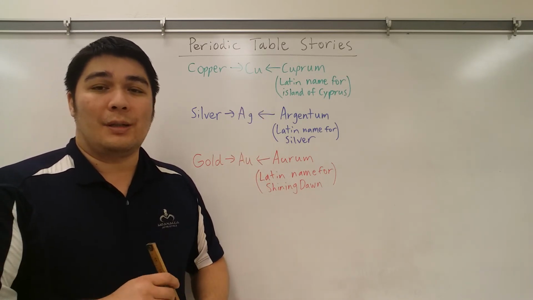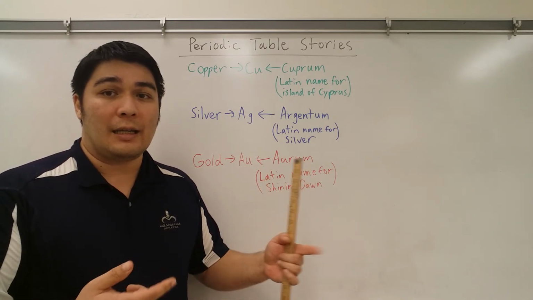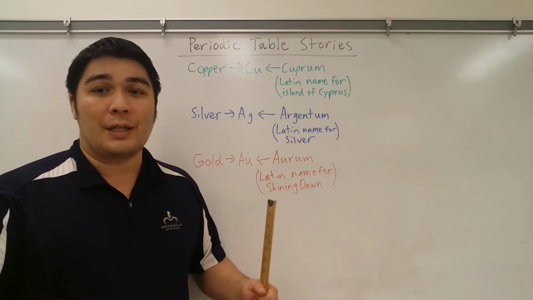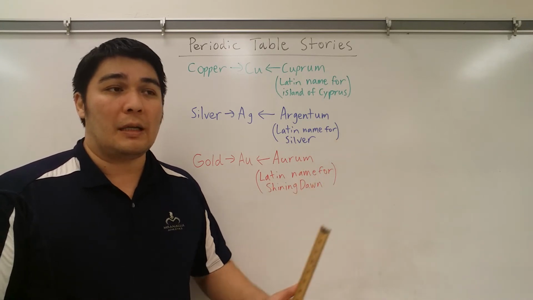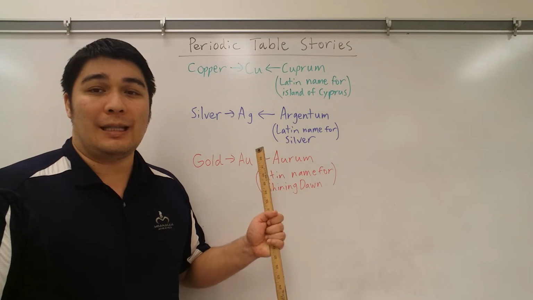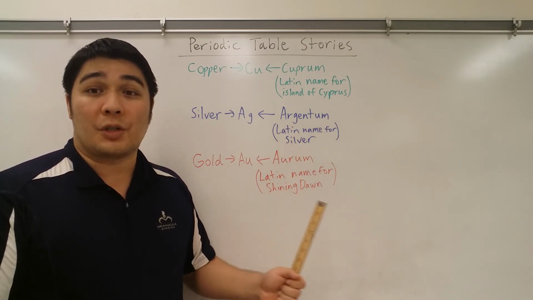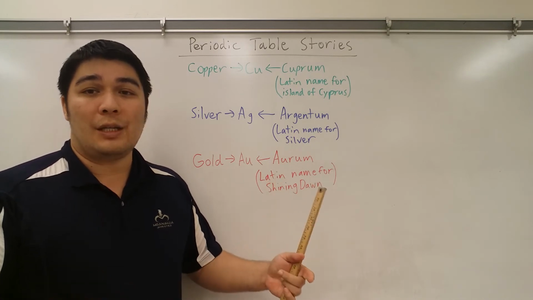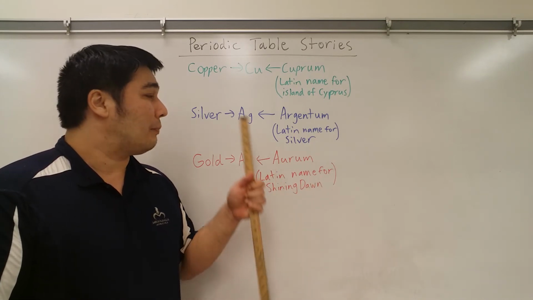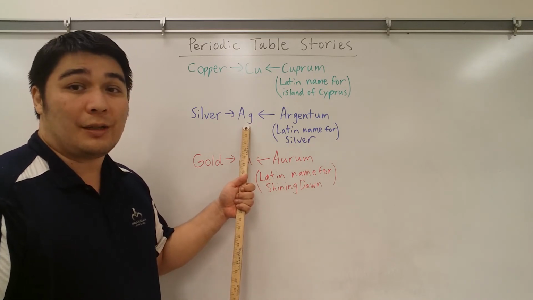Next, we have the element called silver. Now, you might think S, Si, Sl, and all of those, again, would be good ideas for an English name, but silver back in the ancient world was known as argentum, which is the Latin name for silver. So that's what they used back then, and that's why silver is named with Ag.